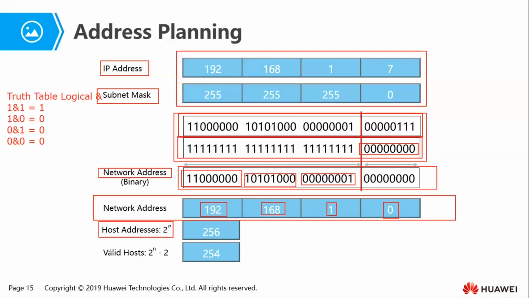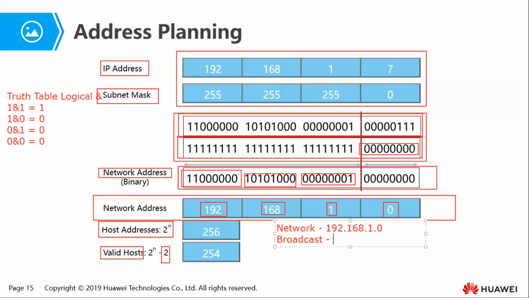Now, to get what we call the valid hosts, we have to subtract 2. Why? Because we have to remove the 2 addresses, the very first one and the very last one. We have to remove the network address and the broadcast address. So the network address in this case is 192.168.1.0.